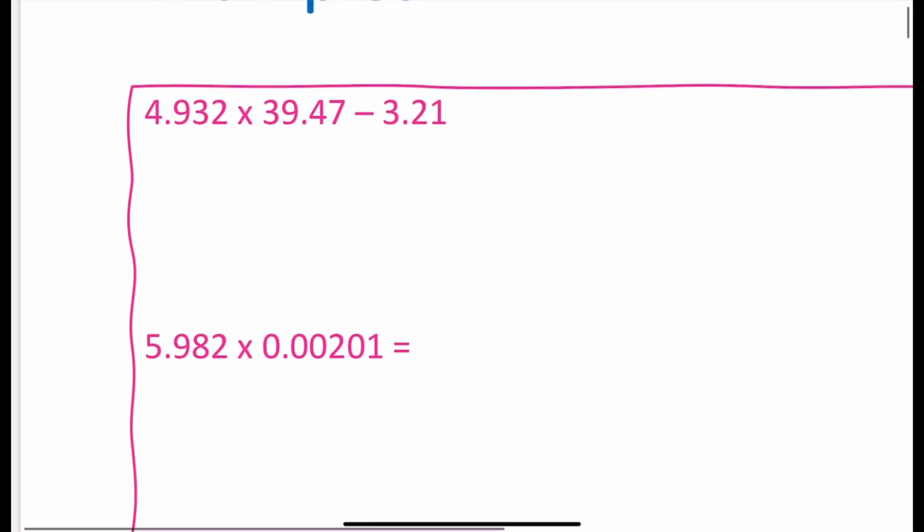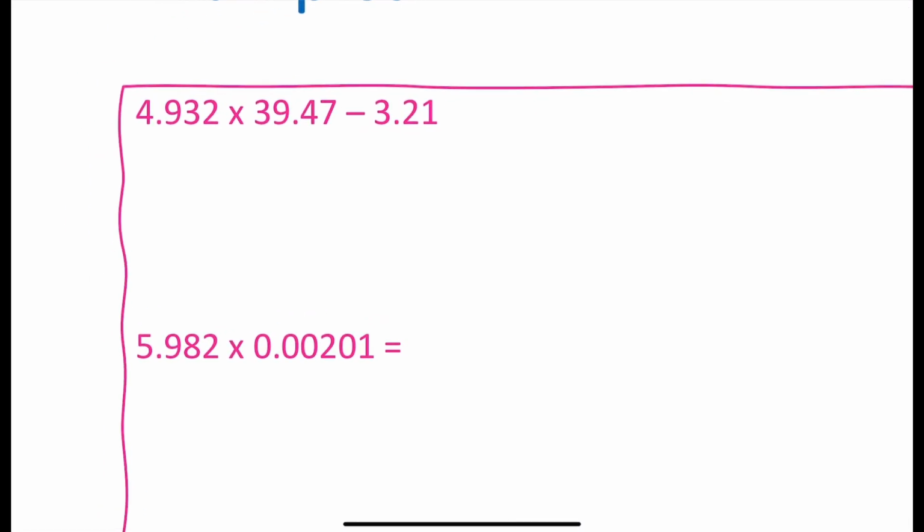So let's look at the first example here. I have 4.932 times 39.47 minus 3.21. We do follow order of operations here, okay? So there's no parentheses here. And so order of operations, PEMDAS, tells me I don't have any parentheses, no exponents happening, none of that, but I do have multiplication and I do have subtraction. The multiplication will happen first. So I'm going to look and I say I have 1, 2, 3, 4 sig figs. And when I write SF, that just means sig figs.